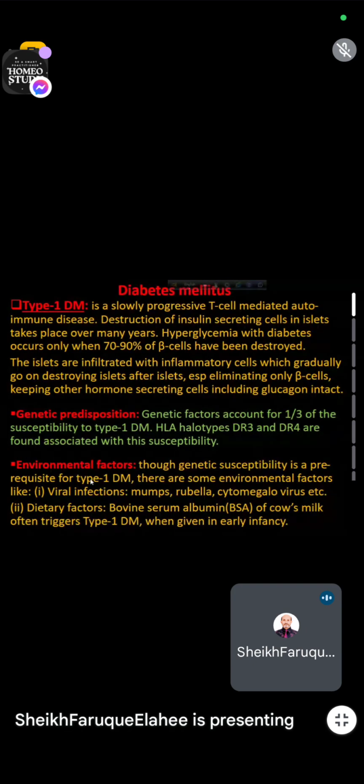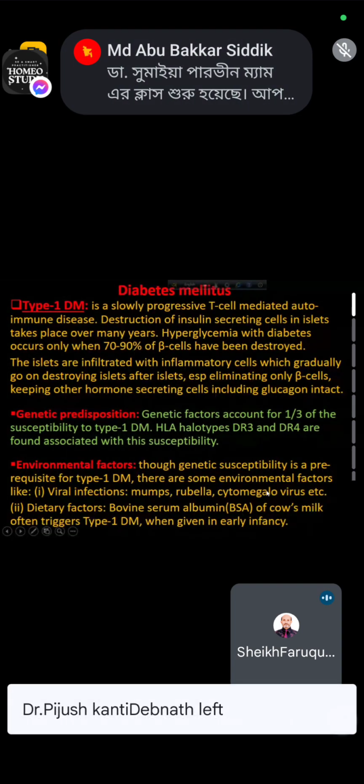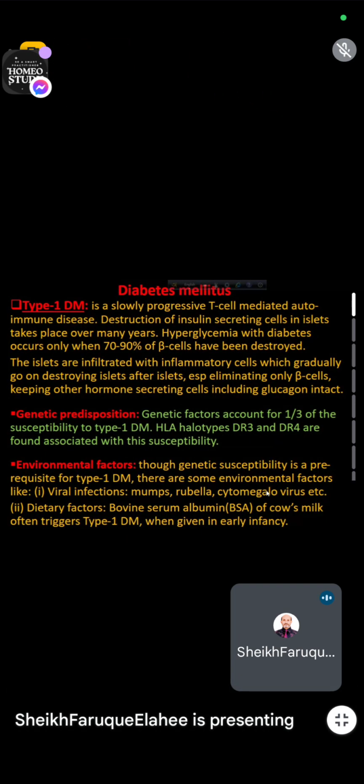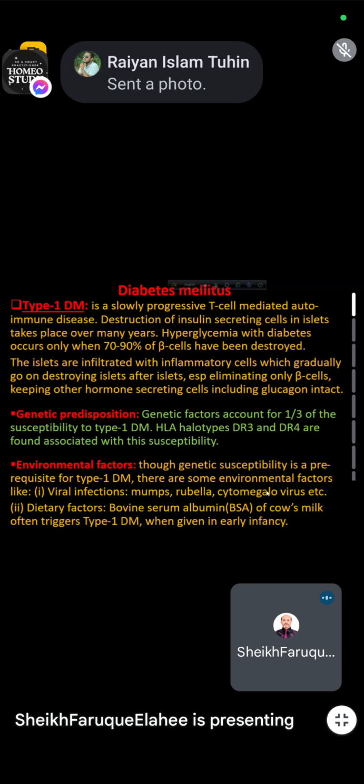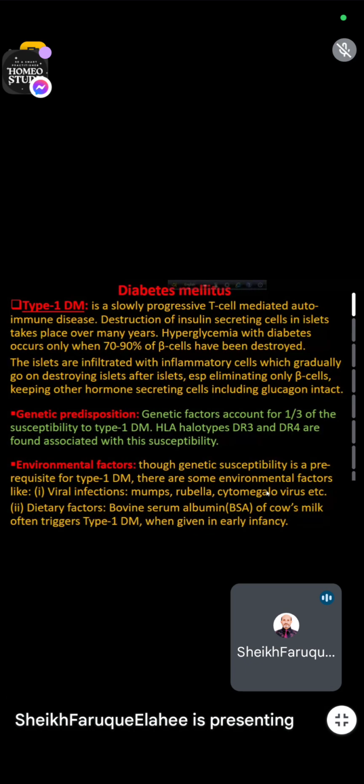If a person has some viral infection, mumps, rubella, which is German measles, or cytomegalovirus infection, then, as I told you, this is an autoimmune disease, and the immune cells produced in the body will damage your insulin-producing cells. So these are environmental factors.